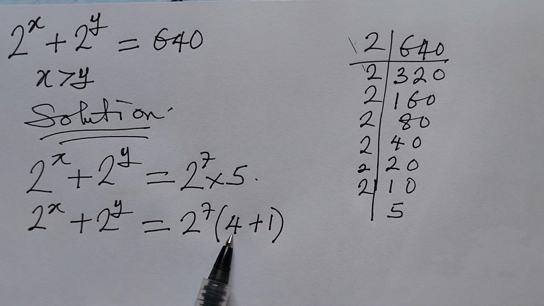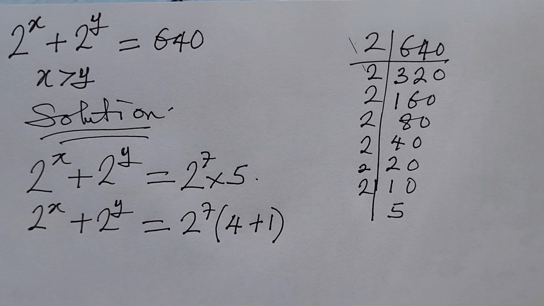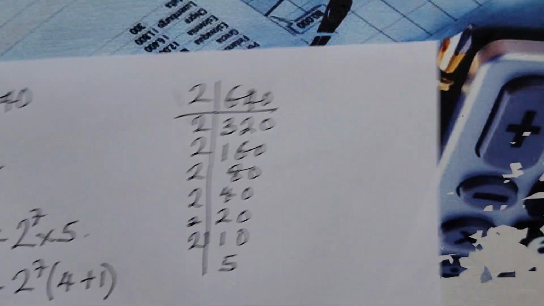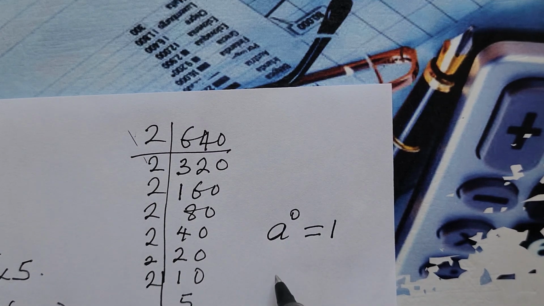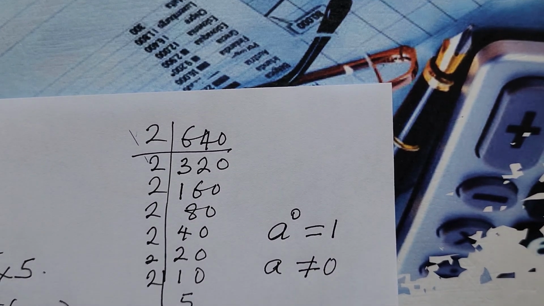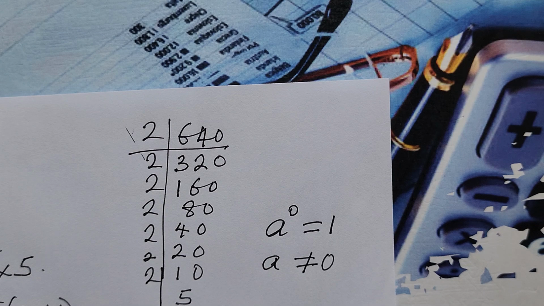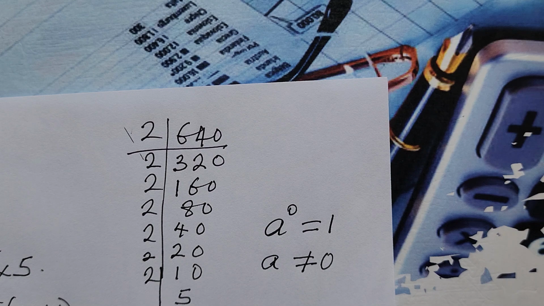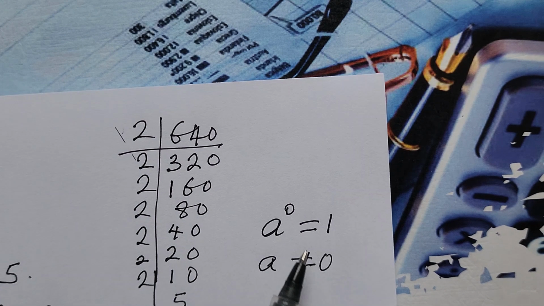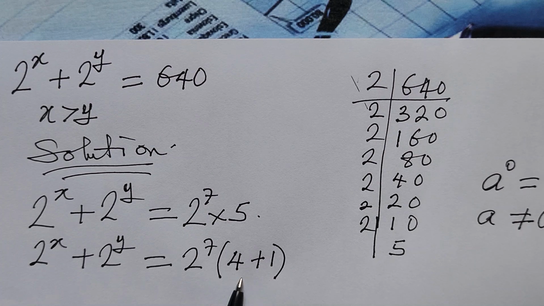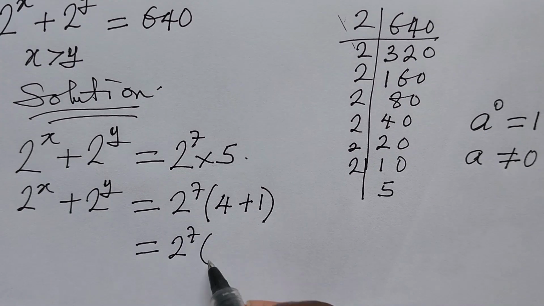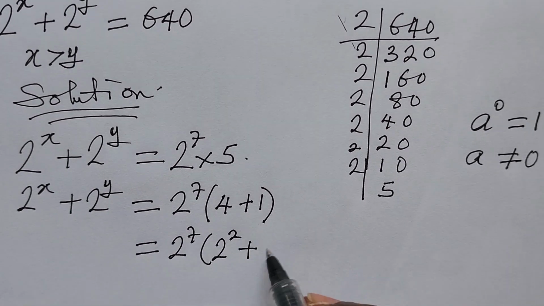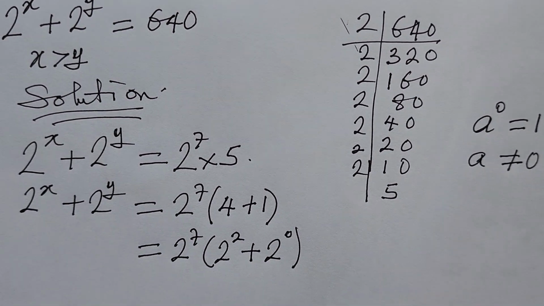Here we can write 4 as 2 to the power of 2, and we can write 1 as 2 to the power of 0. According to the law of indices, a to the power of 0 is equal to 1, provided a is not equal to 0, because 0 to the power of 0 is undefined. So if a is not equal to 0, a to the power of 0 is 1. So let's rewrite the expression inside this bracket. This in turn will give us 2 to the power of 7, bracket, 2 to the power of 2 plus 2 to the power of 0, close bracket.